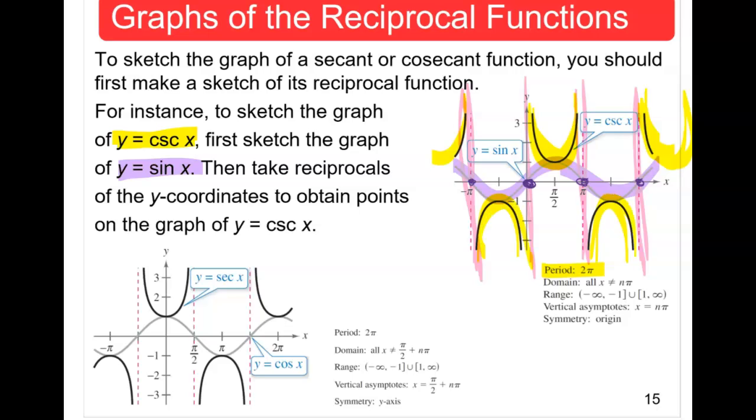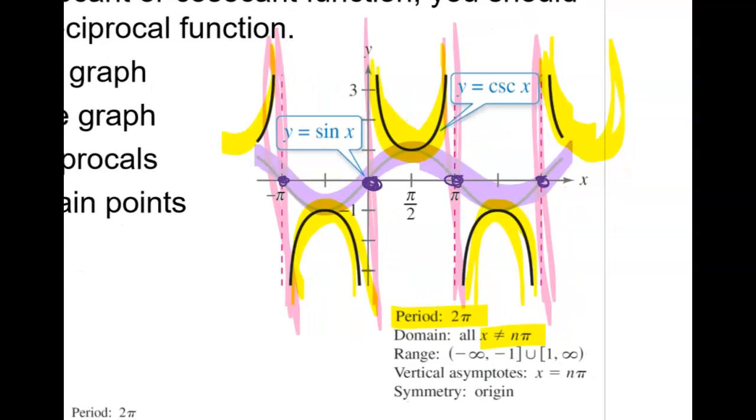Also, the domain will be all real numbers, almost like sine, except where we have asymptotes. In this case, they will be the numbers that we have to exclude, and those will be the multiples of pi. What is the range of this function, the y values?